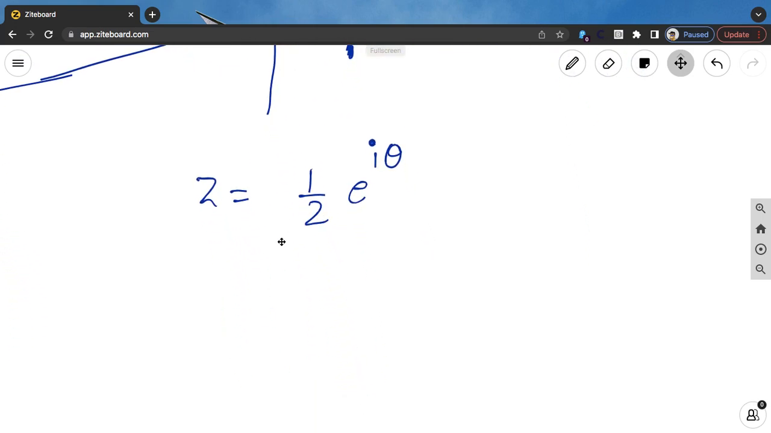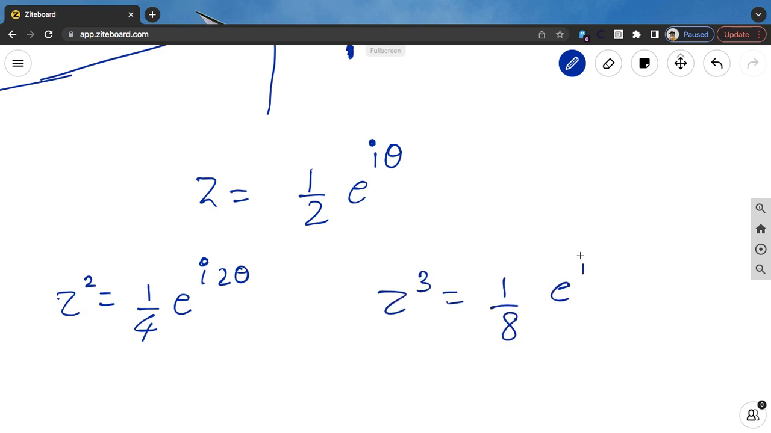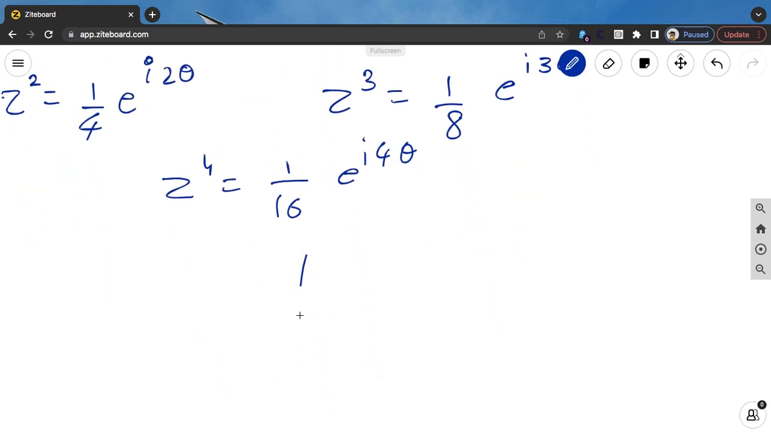Repeat the same thing with z equal to half e raised to i theta. So z square will become 1/4 e raised to i 2 theta. So the angle has increased but the modulus has become smaller. z cube will be 1/8 e raised to i 3 theta. z raised to 4 will become 1/16 e raised to i 4 theta. Now try to graph it and see.